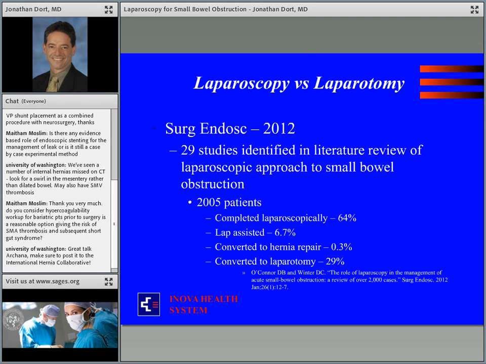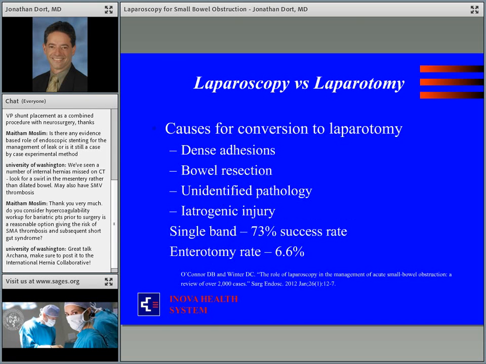Overall, in the breakdown of how those patients were treated, 64% of them were completed laparoscopically, 6.7% started laparoscopic and then had a small open component, that is lap-assisted, 0.3% were converted to a standard hernia repair, and then 29% had to be fully converted to laparotomy. When they looked at the causes for that conversion, the overwhelming most common cause was dense adhesions. And this is true for many of the studies that you read on this subject, that dense adhesions were the primary cause for conversion to laparotomy.